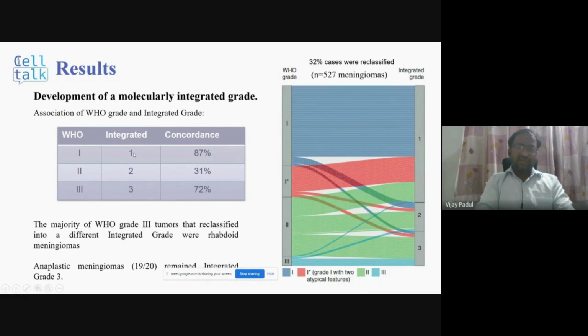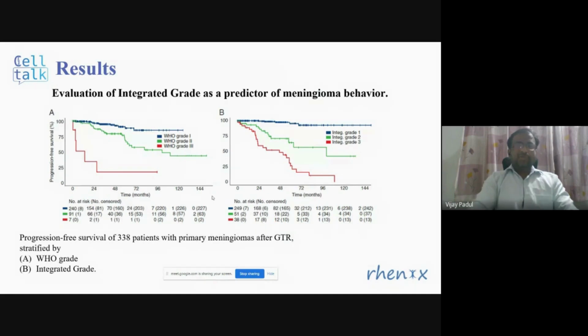WHO grade 1 and integrated grade 1, 87% concordance. WHO grade 3, grade 2 and grade 3, they showed 31% and 72% concordance respectively. So here they evaluated the integrated grade as a predictor of meningioma behavior.